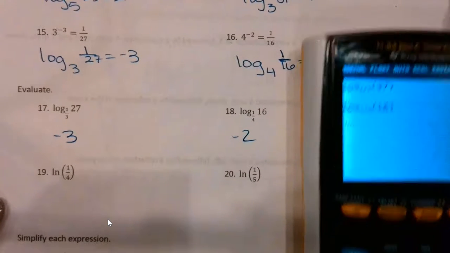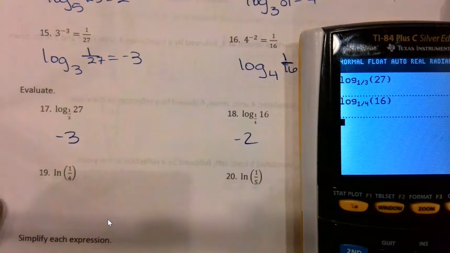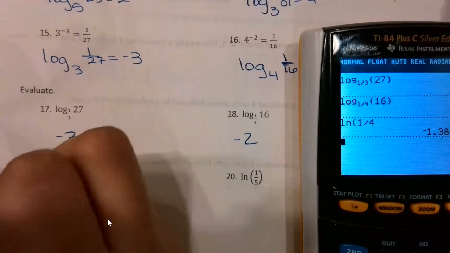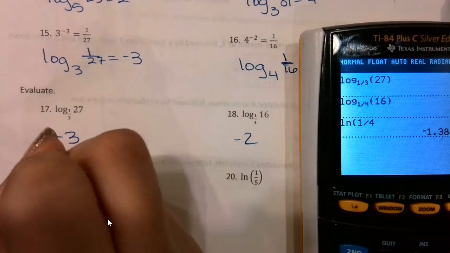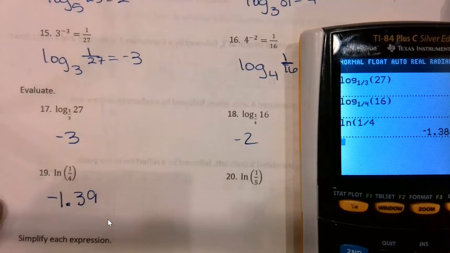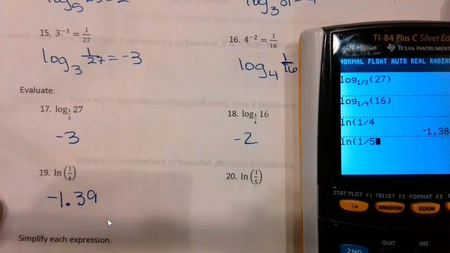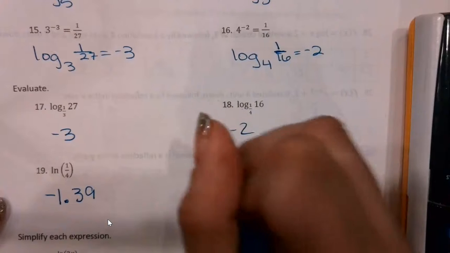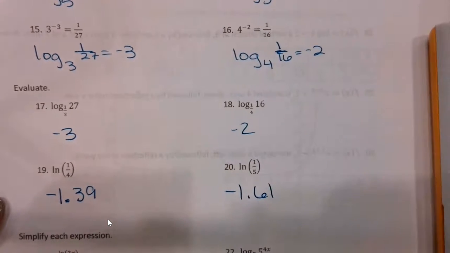For the ln's, I can just type those straight in. So I press the ln button, and then I type in 1/4 and enter. I'm going to round to 2 decimal places, so I get negative 1.39. I'm going to do the same thing for ln 1/5, and I get negative 1.61.